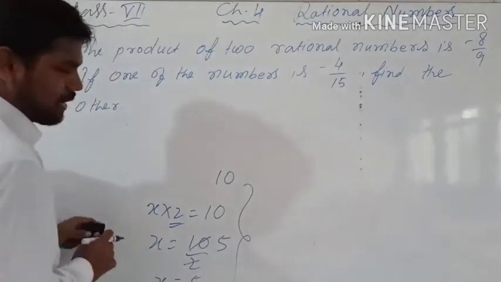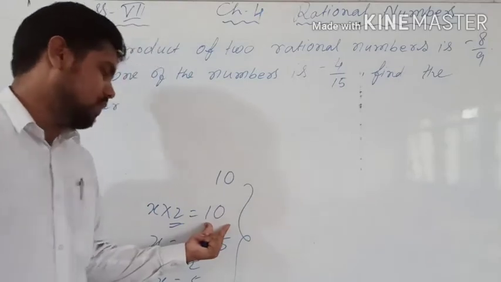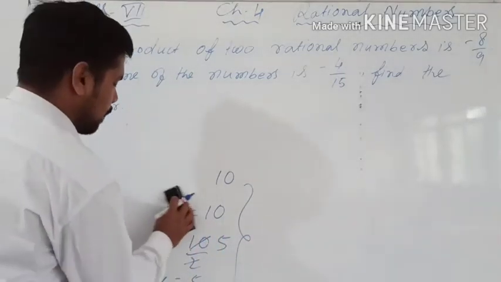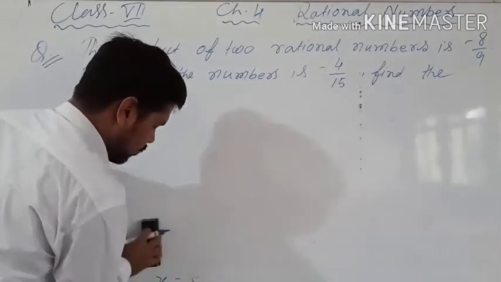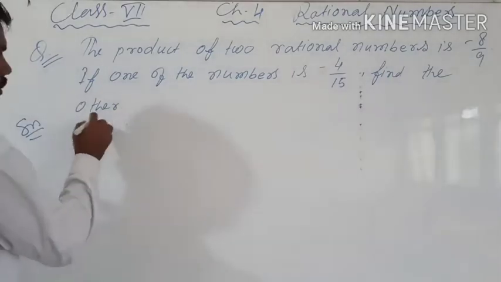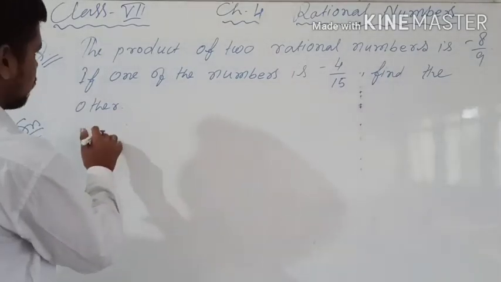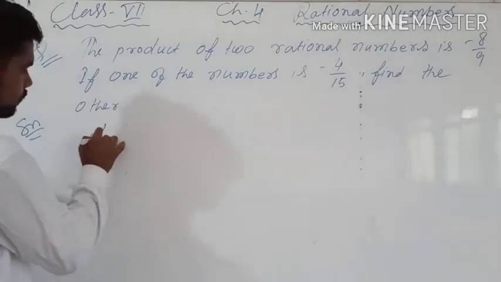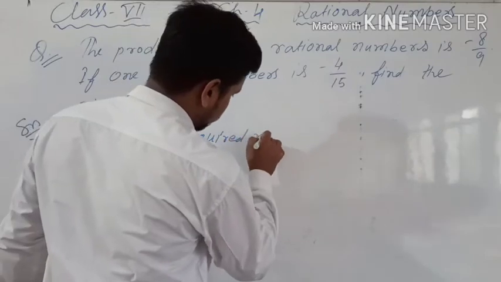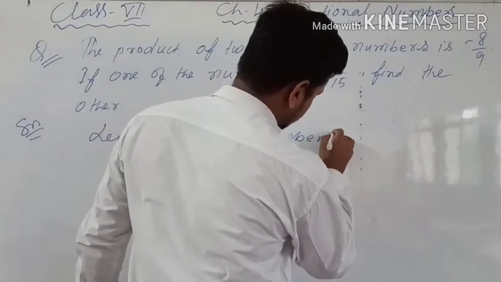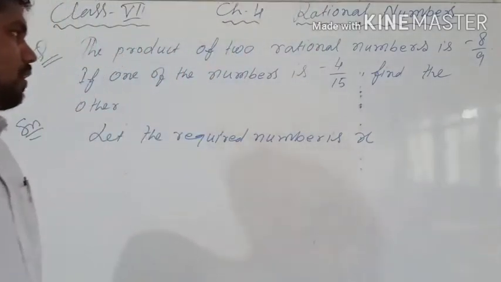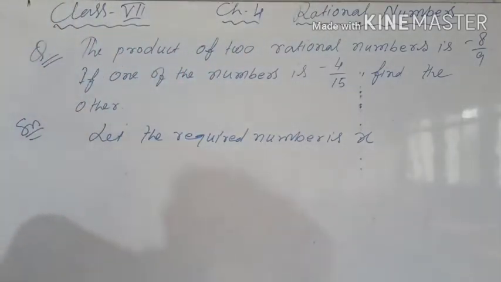तो इस तरह से हम लोग निकालते हैं कि अगर दो का प्रोडक्ट दिया हुआ है 10, एक नंबर दिया हुआ है 2, तो अदर नंबर क्या है, जस्ट उसको डिवाइड करते हैं. So यहाँ पे भी here also we will do the same. Okay, so first you have to consider the other number. So let's the required number is x.